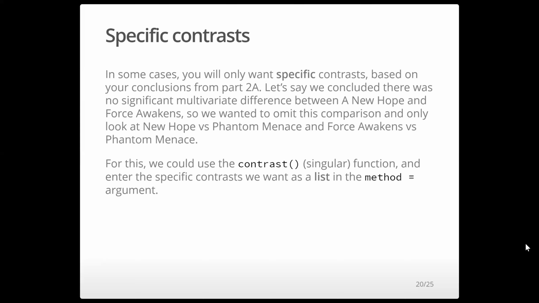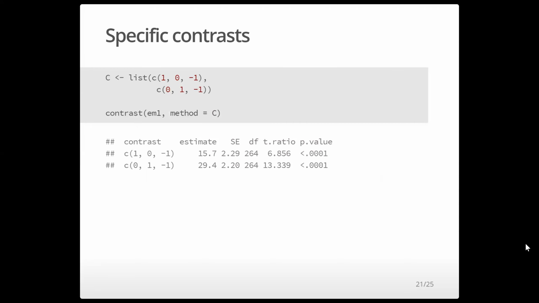So for this, we could use the contrast singular function, not contrasts, contrast. And this is also in the e-means package. And then we would be listing the contrasts we wanted to test as a list in the method equals argument. So here we could list any number of contrasts that we want. Here I'm listing the first contrast, which, remember, our order was Force Awakens, New Hope, Phantom Menace. So this first one is Force Awakens versus Phantom Menace, and the second one is New Hope versus Phantom Menace. And that gives us just the 2 contrasts that we want.